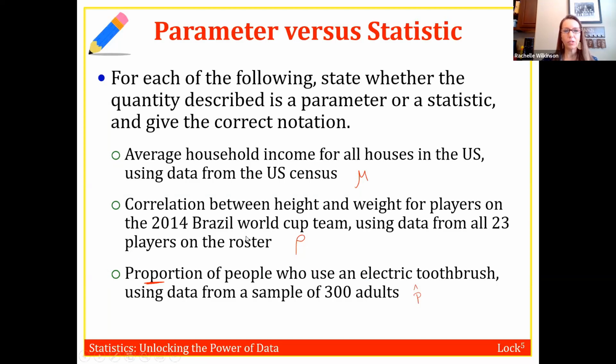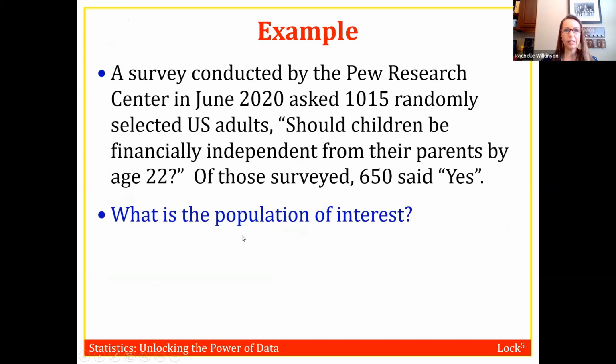Good. Okay, so next we're going to look at another example here. You might want to write this down. The wording in this example is very similar to one of your written homework questions, and of course similar to something that you might see on the exam. So this one says, a survey conducted by the Pew Research Center in June 2020 asked 1,015 randomly selected US adults, should children be financially independent from their parents by age 22? Of those surveyed, 650 said yes.